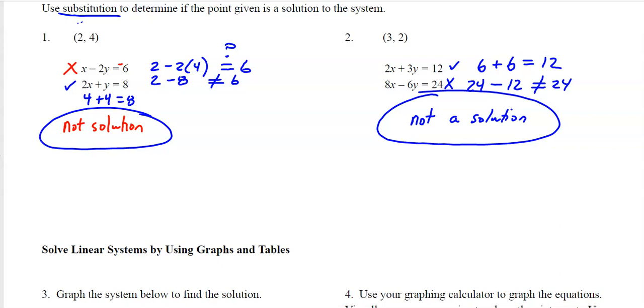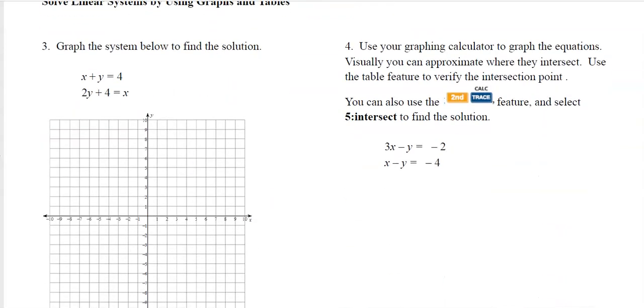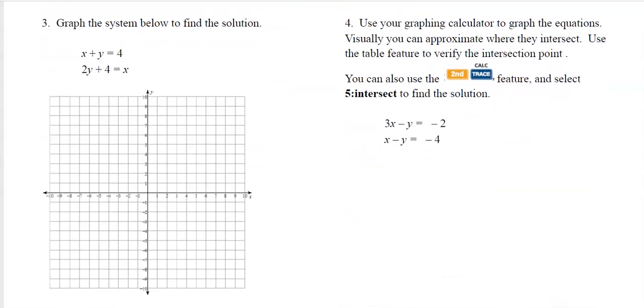Now we could also graph them and see that they don't cross at these points. We're not going to do that. But if I were to graph those, they would not intersect at 2, 4. All right, let's go down here to the next phase. Let's do some graphing. First one we're going to do by hand, and then we're going to start putting our graphing calculators to work.